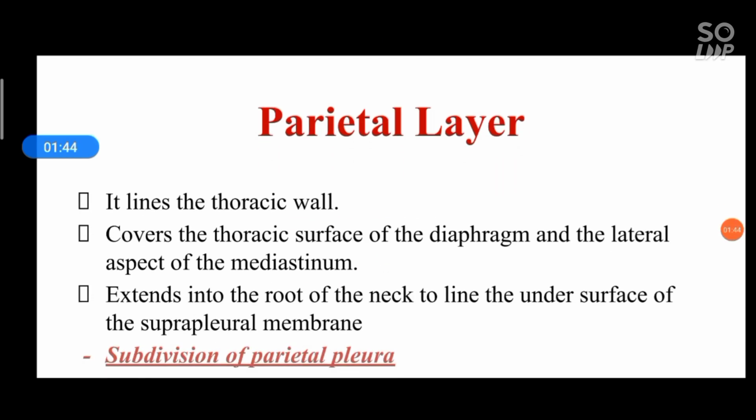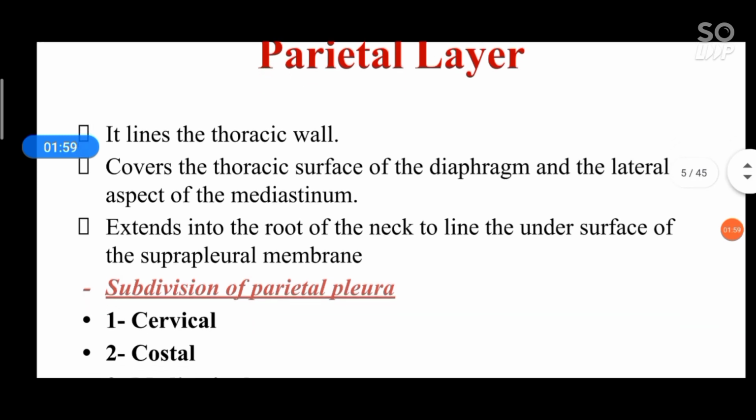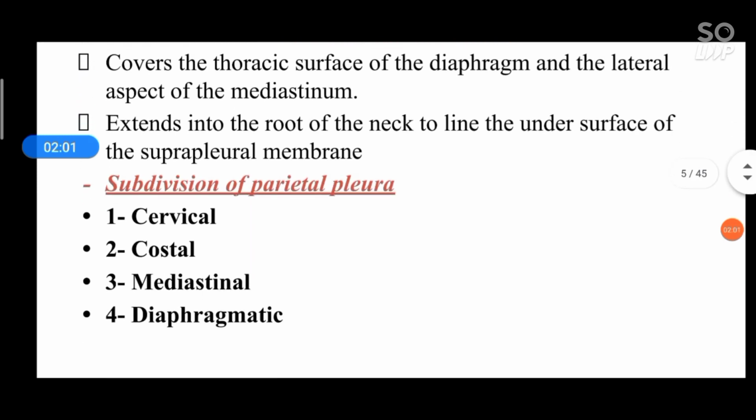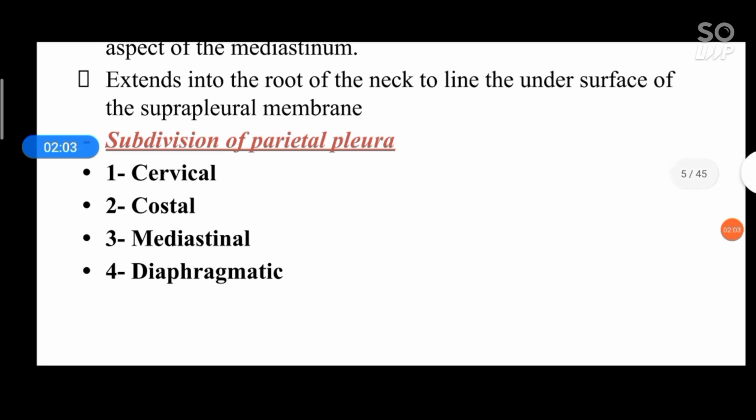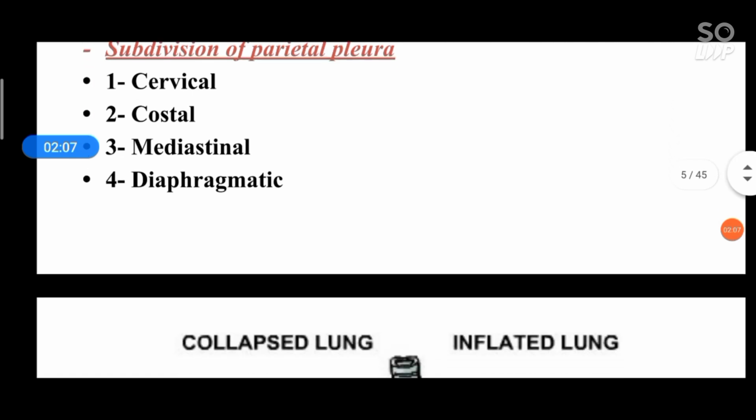The parietal layer lines the inner aspect of the thoracic wall. It covers the thoracic surface of the diaphragm and the lateral aspect of the mediastinum. It extends into the root of the neck to line the upper surface of the suprapleural membrane. There are subdivisions of the parietal pleura: cervical, costal, mediastinal and diaphragmatic.